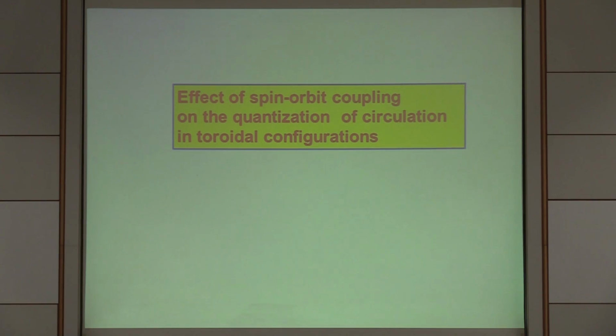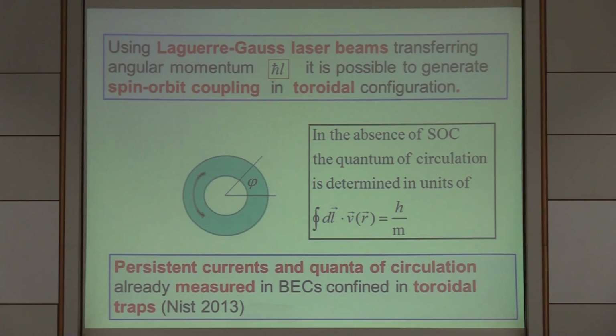Okay, so let me finish and conclude by showing that the same idea can be applied if one considers spin-orbit coupling in the presence of a toroidal configuration. And in this case, it's possible to use Laguerre-Gauss laser beams to transfer angular momentum and generate a spin-orbit coupling in the toroidal trap.